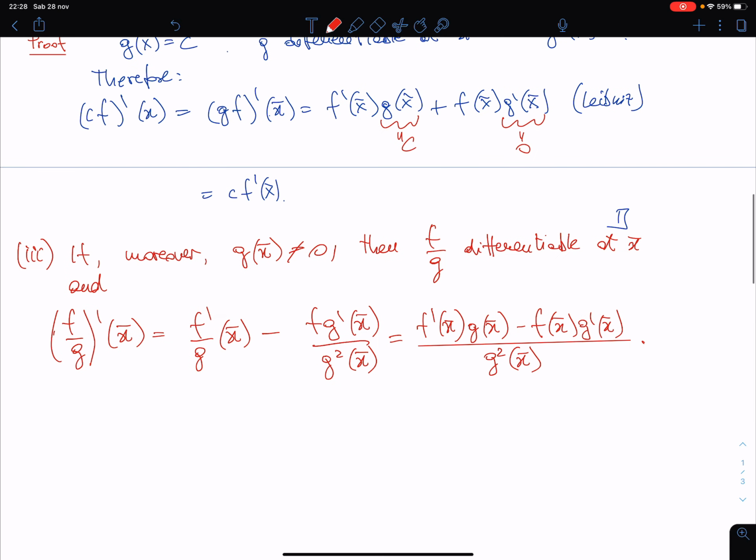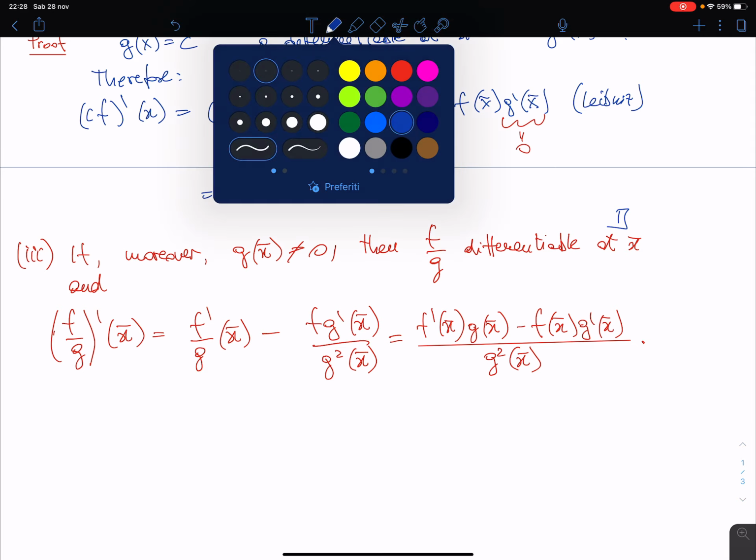And sometimes it is much more comfortable to use this form. However, let us go for the proof. It is another computation, done in the usual way. And so we start by computing the increment of the ratio.